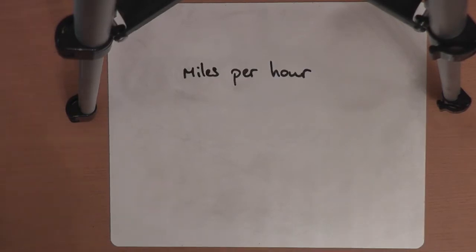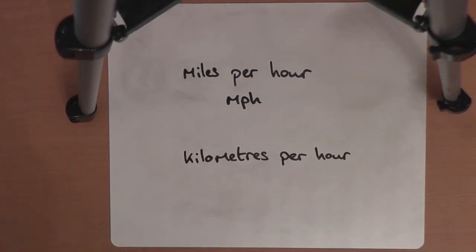When we think about measuring speed as part of our daily lives, we tend to be dealing with one of two different units. We tend to either think of speed being measured in miles per hour, or mph, or we think of speed being measured in kilometers per hour, or km/h.